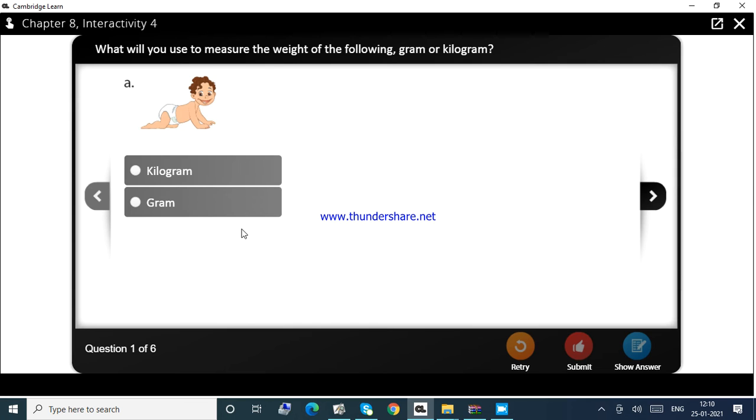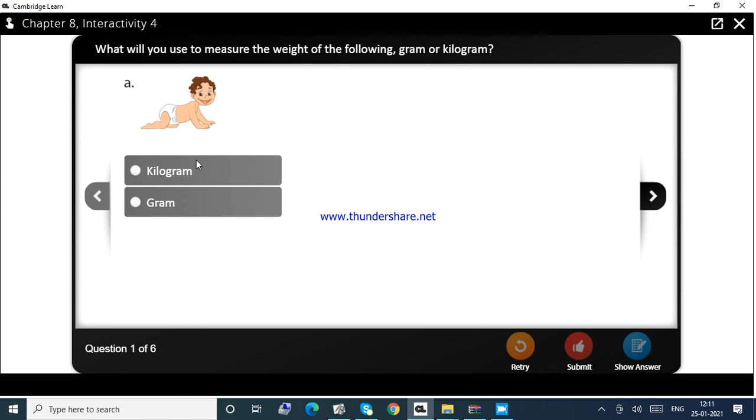The measurement of weight: when we say we are finding the weight of something, we are actually trying to find how light or how heavy an object is. Light means gram and heavy means kilogram. The formula is 1 kilo is equal to 1000 grams.